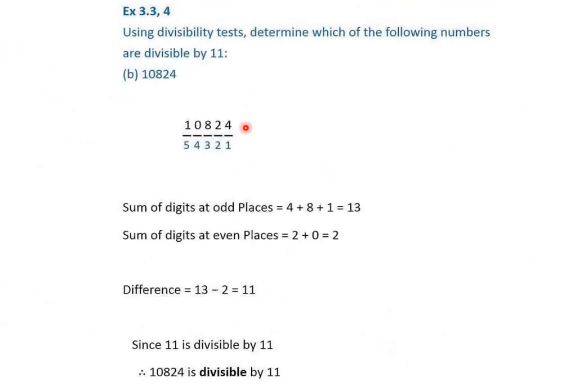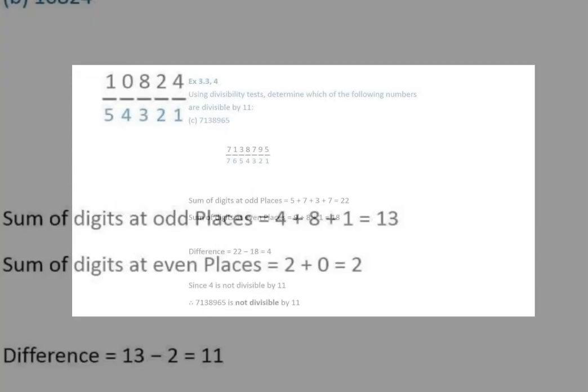So since 0 is the difference, we can say that the given number is divisible by 11. The next number is 10824, where the odd places are 1, 3 and 5, and the digits at odd places are 4, 8 and 1. When addition done, got answer 13. Even places numbers are 2 and 0, addition done, got 2. Subtract them, 13 minus 2. What answer you get? 11. Is this 11 divisible by 11? Yes, 11 ones are 11. So we can say that the given number is divisible by 11.